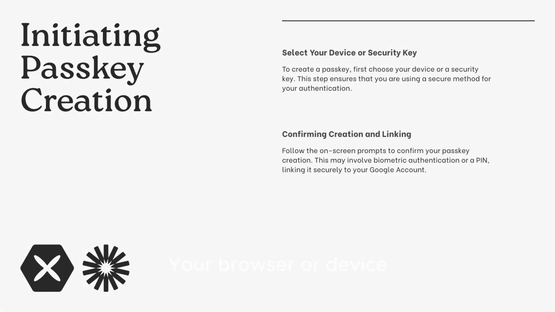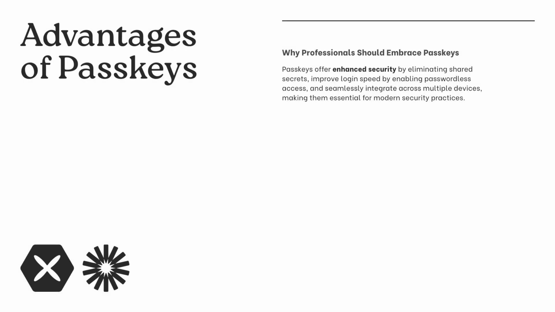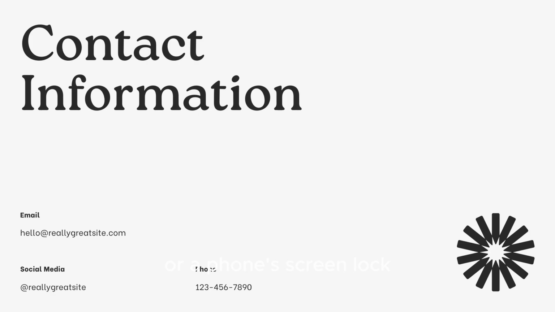Click it. Your browser or device will ask you to verify your identity using your current password or another method. After verification, it will prompt you to create the passkey using your device's built-in security like Windows Hello, Face ID, Touch ID, or a phone's screen lock. Follow the on-screen instructions to complete the setup.